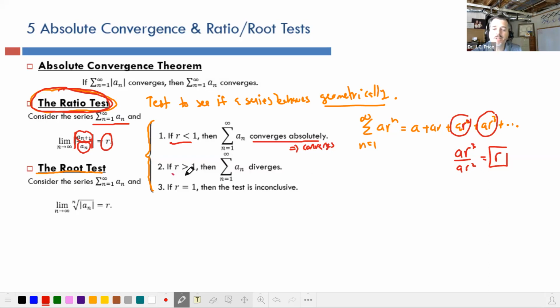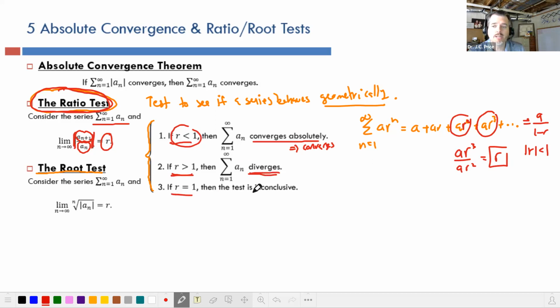If that r is bigger than 1, it turns out it diverges, just like a geometric series. So remember, a geometric series is going to converge to a divided by 1 minus r as long as the absolute value of r is less than 1. And that's what you're basically saying here, because you already took the absolute value of this thing, so you know it's going to be positive. So if r is less than 1, it's going to converge absolutely. If r is bigger than 1, it's going to diverge. So that series is going to diverge.